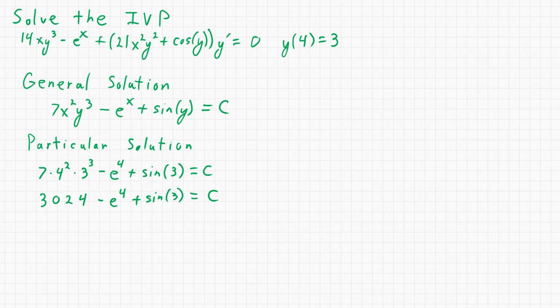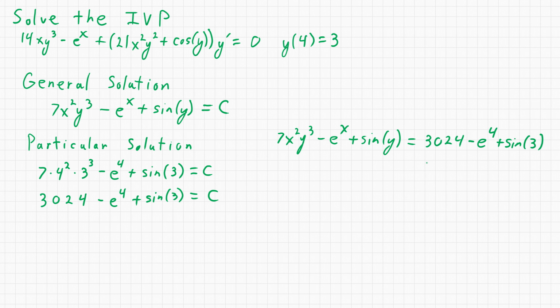So 7x squared y cubed minus e to the x plus sine of y is equal to 3024 minus e to the 4th plus sine of 3.